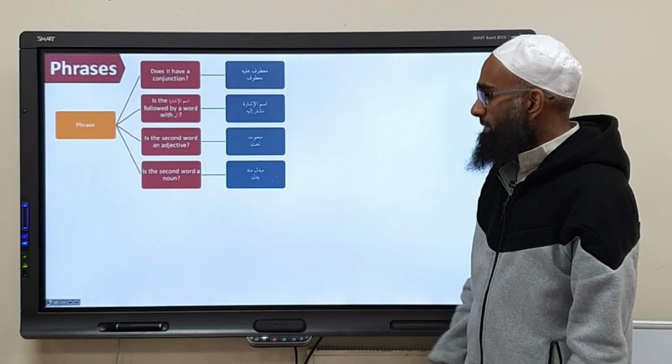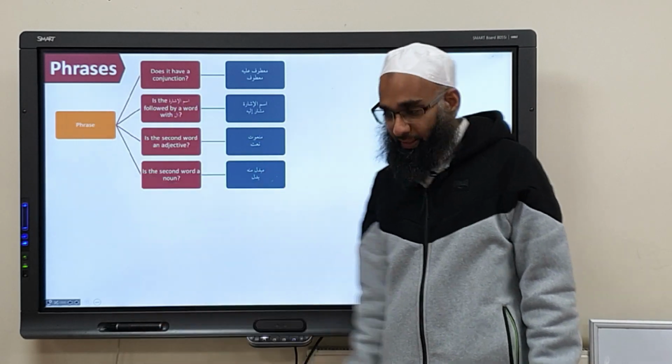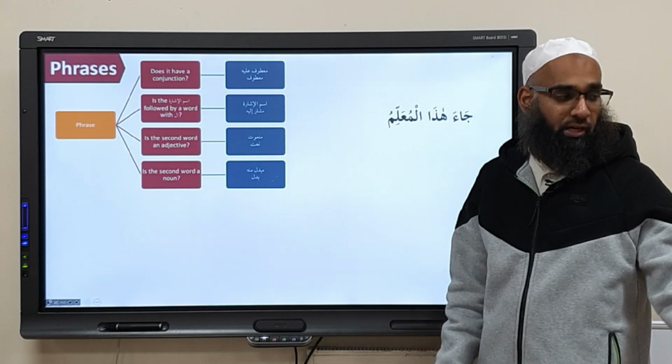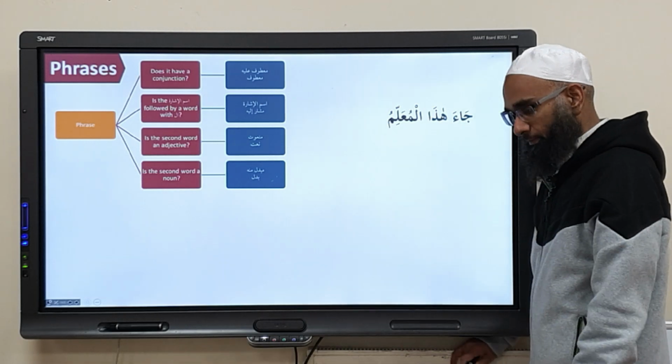Okay? So let's keep this table in the corner here, the cheat sheet. And let's try a few examples. Let's start from number one. You do. Bismillah.